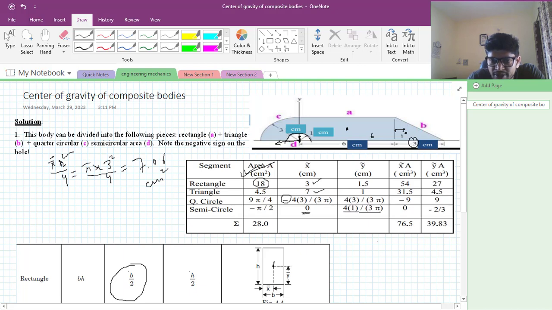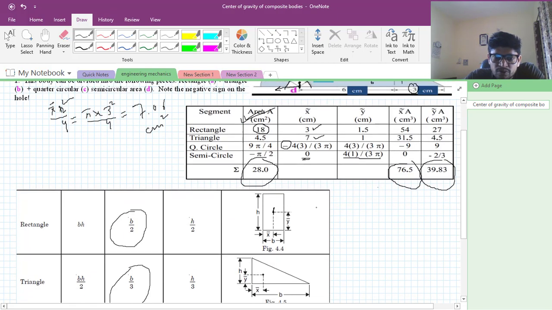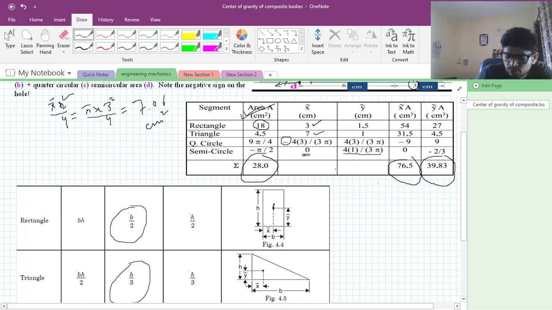So we have to find out summation of ax bar and summation of ay bar. So we will multiply x with area. So 18 into 3, 54, and similarly we will solve all the values and take the summation of ax bar. You can see here. Okay, and ay bar you can see here, and summation of area.